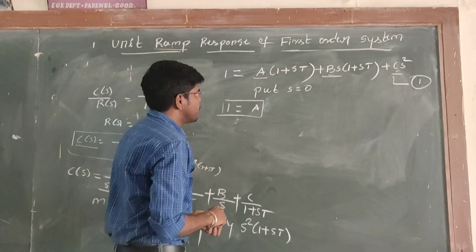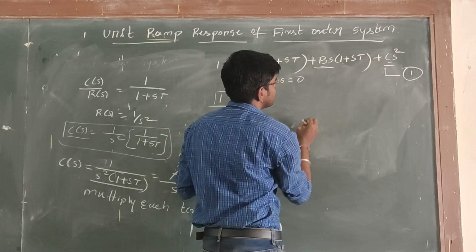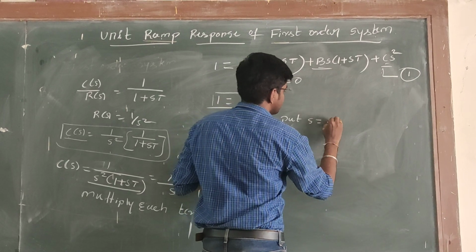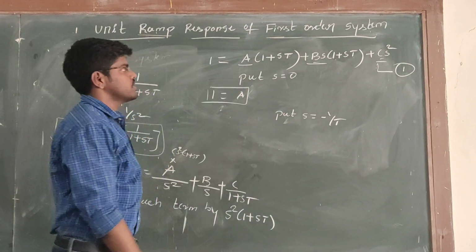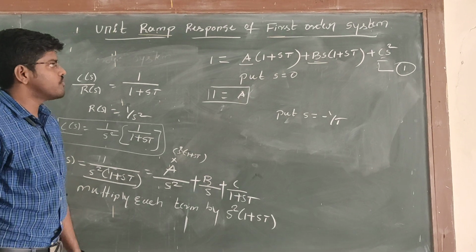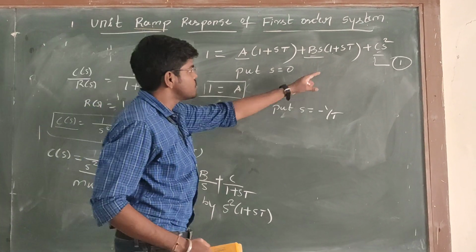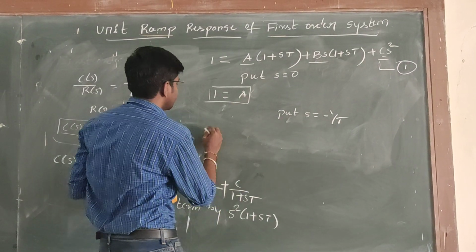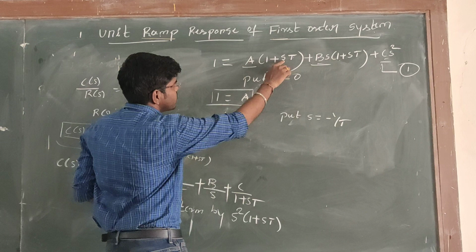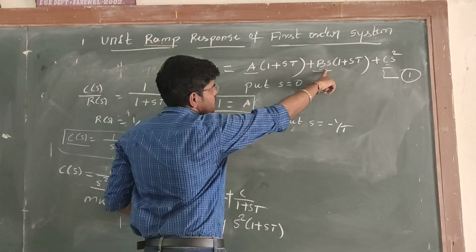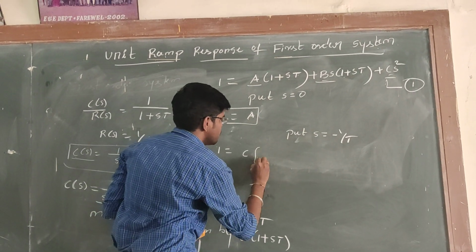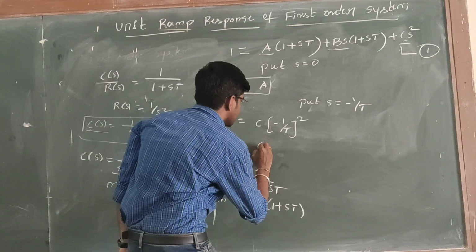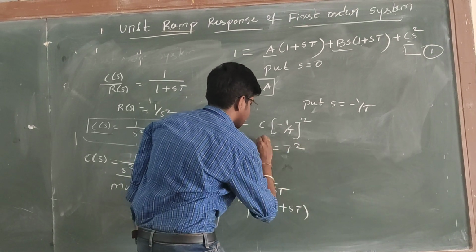Okay, to find the value of C, make 1 plus ST equals 0. For that, put S equals minus 1 by T. Substitute in the above equation, equation number 1. So it will be 1 equals, the A term will get cancelled, the B term will get cancelled, and we will get the value of C. C equals minus 1 by T square. Okay, so finally, once you solve this, C equals T square.